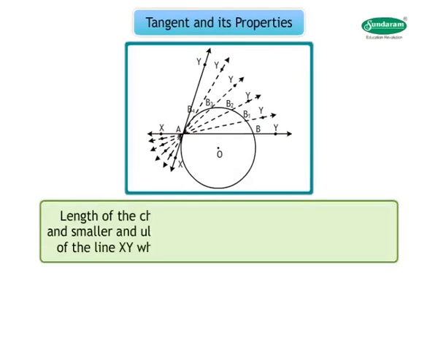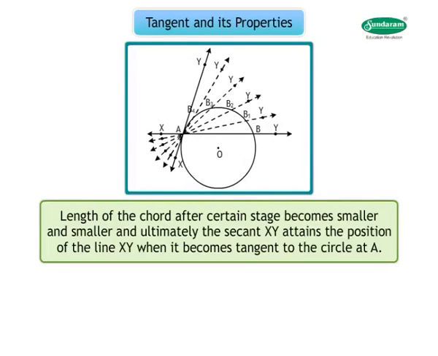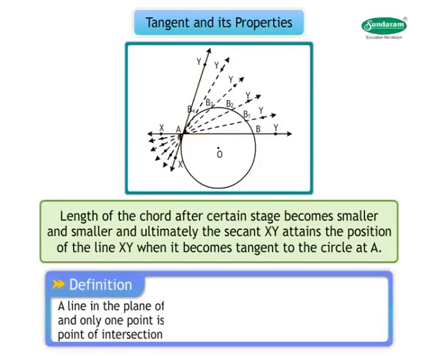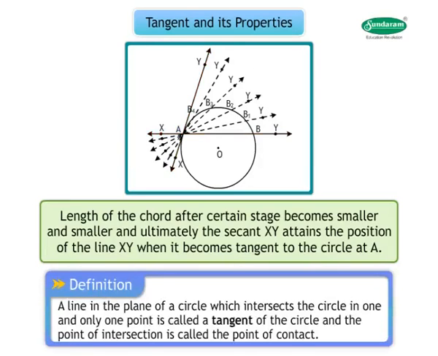Thus, we observe that the length of the chord after a certain stage becomes smaller and smaller, and ultimately the secant XY attains the position of the line XY when it becomes tangent to the circle at A. Thus, a line in the plane of a circle which intersects the circle in one and only one point is called a tangent of the circle, and the point of intersection is called the point of contact.